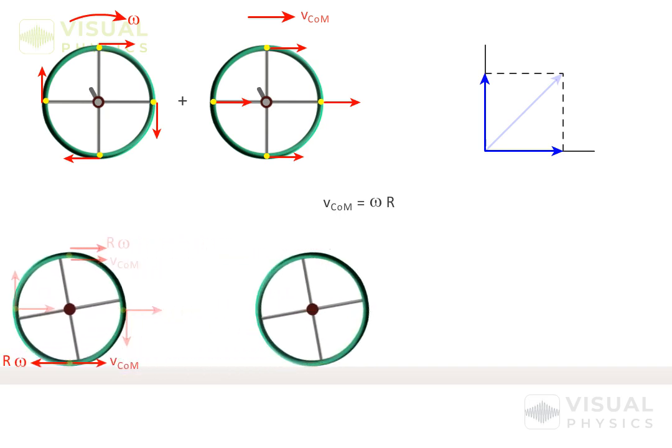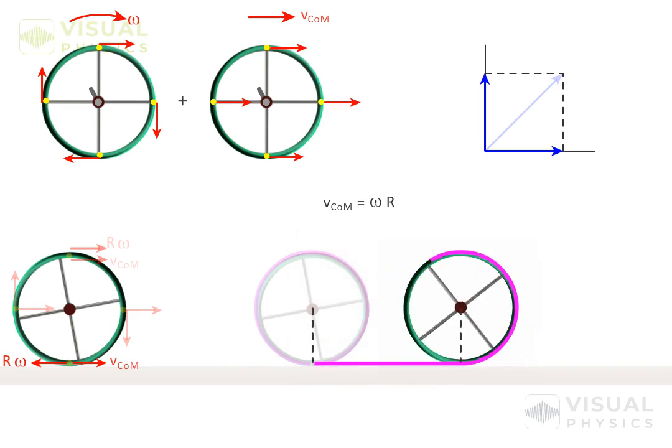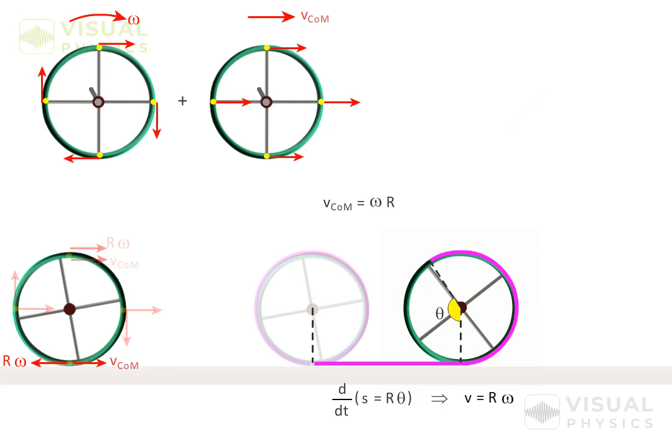In fact, if we look at the motion of a rolling ring, we can say that the distance moved by the center of mass will be equal to this length of its circumference, which can be written in terms of angle theta as r into theta. Differentiating this equation with respect to time, we can say that the velocity of the center of mass will be equal to r into the angular velocity of the object, which is in fact the case. Such a rolling is also known as pure rolling.